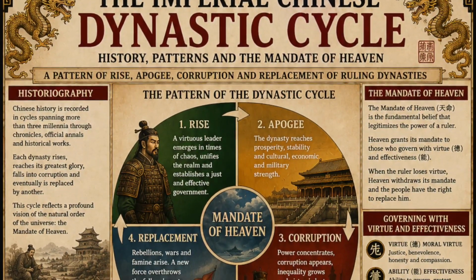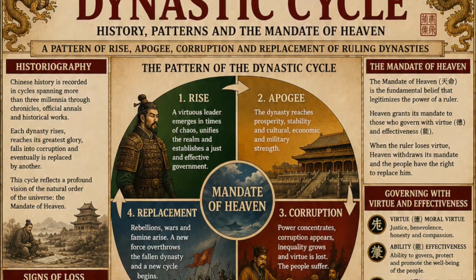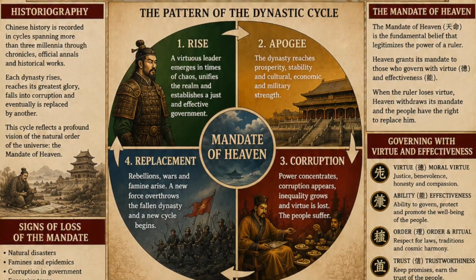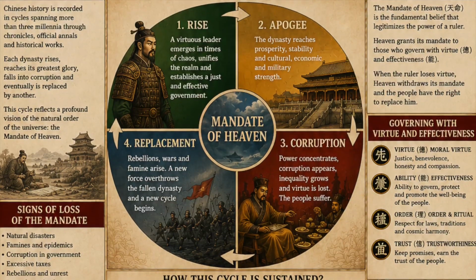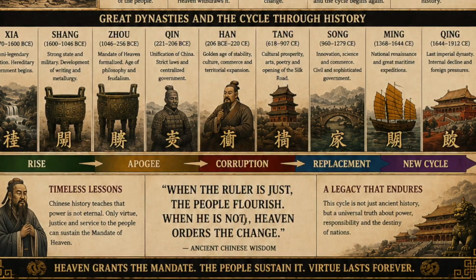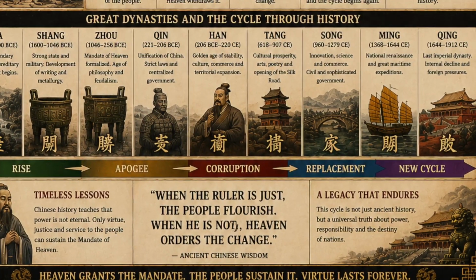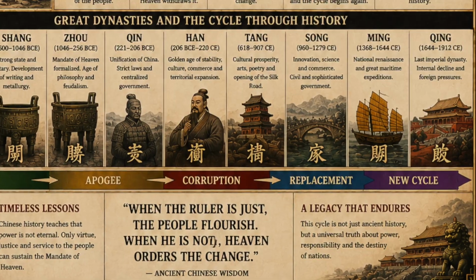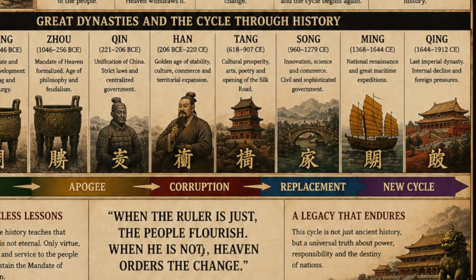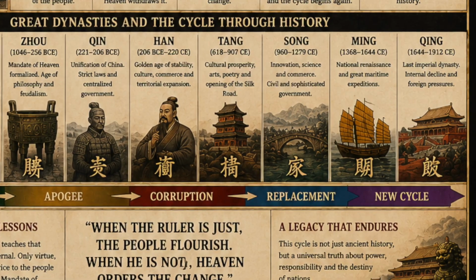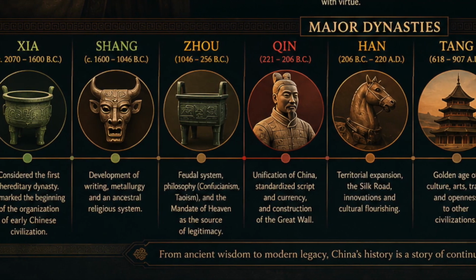1. Dynastic cycle, China. Rise and fall of dynasties. In traditional Chinese historiography, political power rises and falls in a repeating pattern. A new dynasty forms and consolidates power. It reaches a peak in culture, economy, and order. Corruption and decline set in. The dynasty collapses and is replaced by a new one.